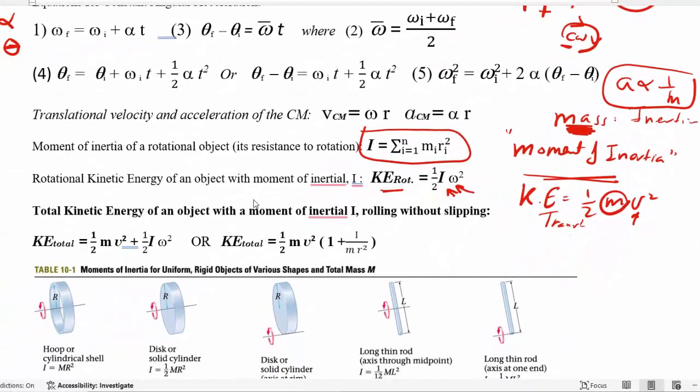Now, if an object is rolling without slipping, then you have both. You have rotational motion and you have translational motion. So the total kinetic energy of that object that is rolling without slipping is equal to 1/2 times the mass times the velocity squared, where the velocity here is the translational velocity of that object, plus the rotational kinetic energy.